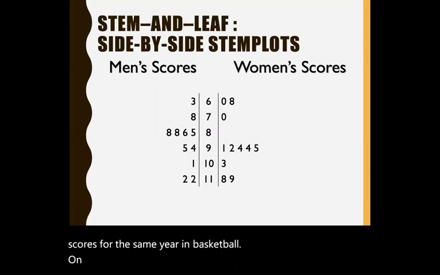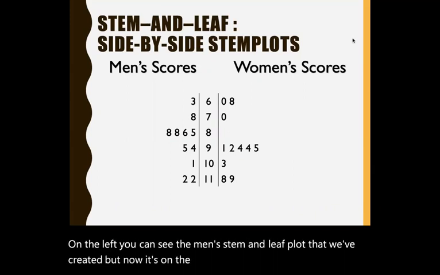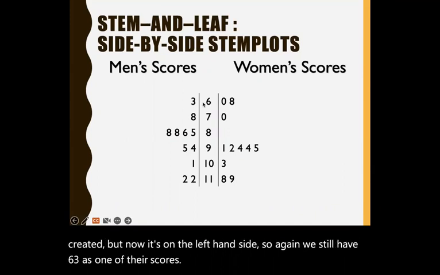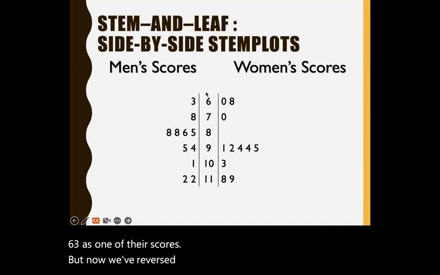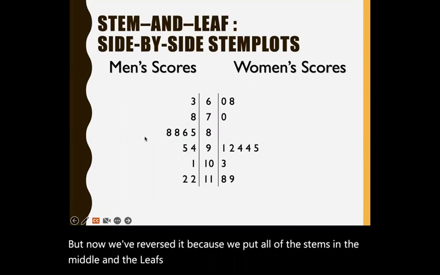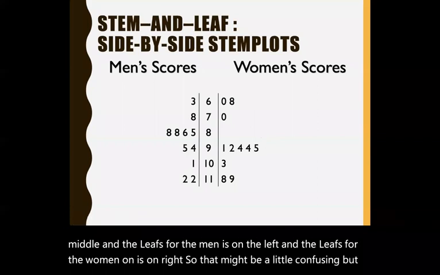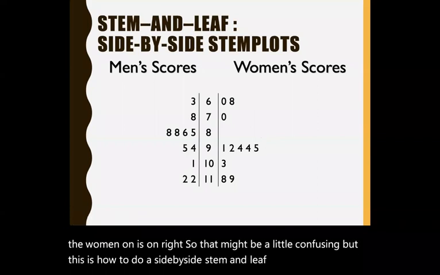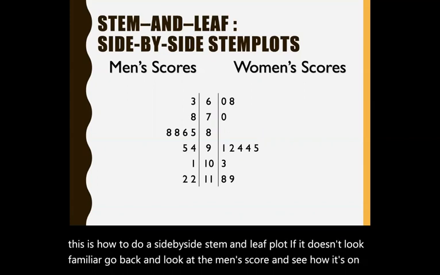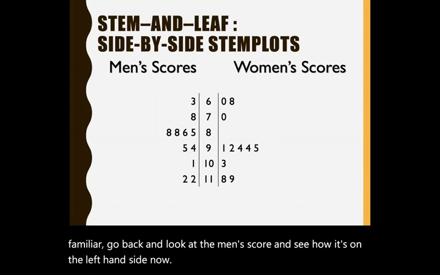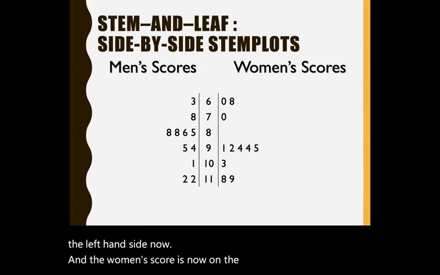On the left, you can see the men's stem and leaf plot that we created, but now it's on the left-hand side. So again, we still have 63 as one of their scores, but now we've reversed it because we put all of the stems in the middle, and the leaves for the men is on the left and the leaves for the women is on the right. That might be a little confusing, but this is how to do a side-by-side stem and leaf plot. If it doesn't look familiar, go back and look at the men's score and see how it's on the left-hand side now. And the women's score is now on the right. But still, the stems are the center column.